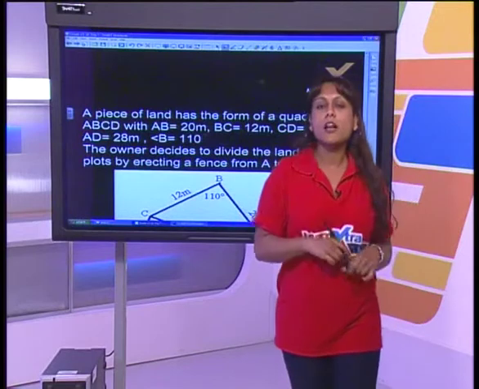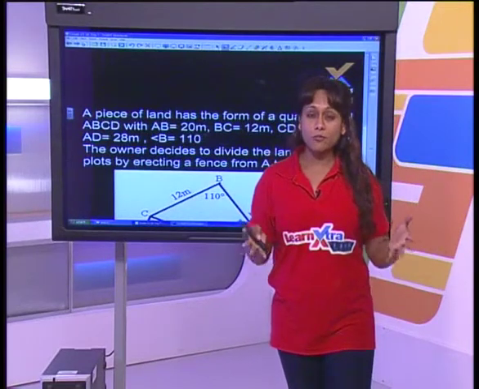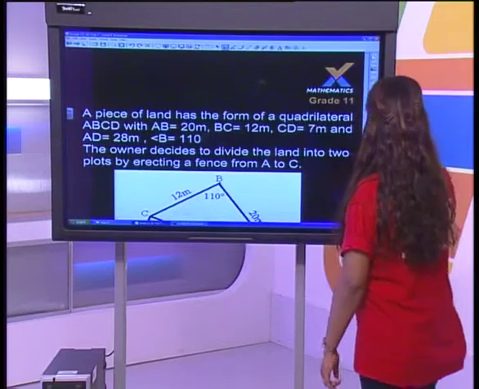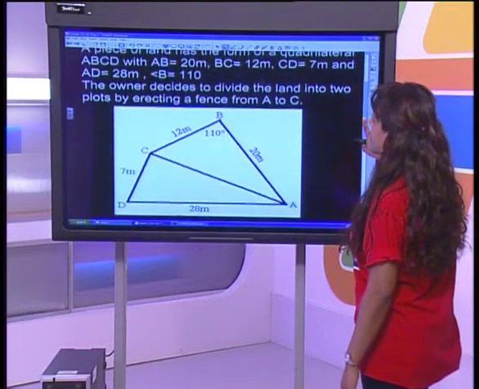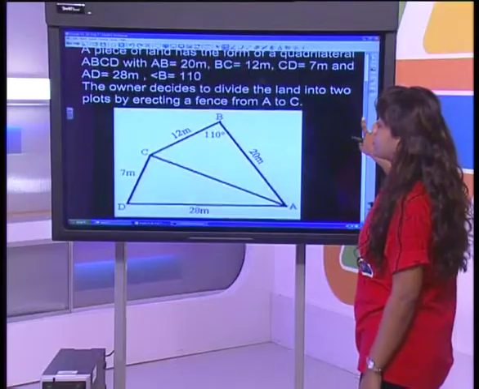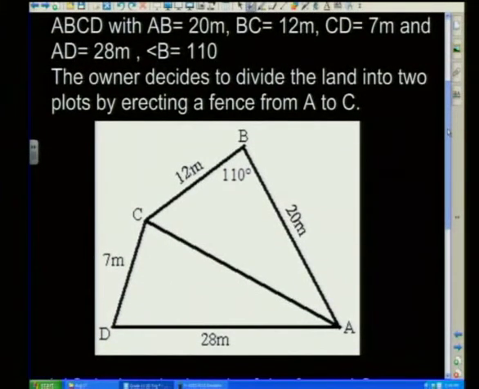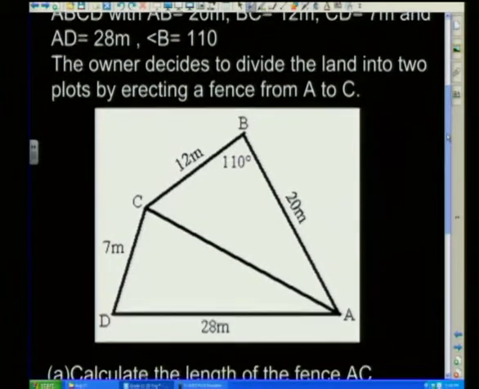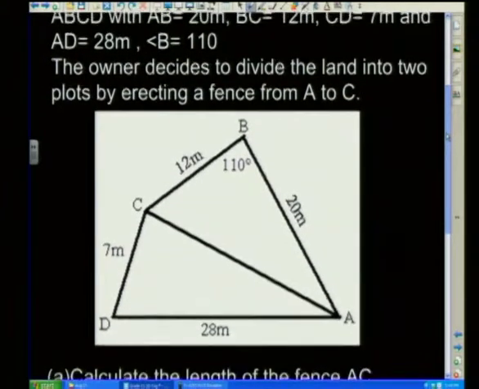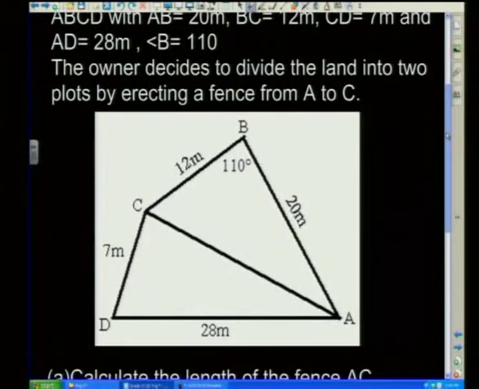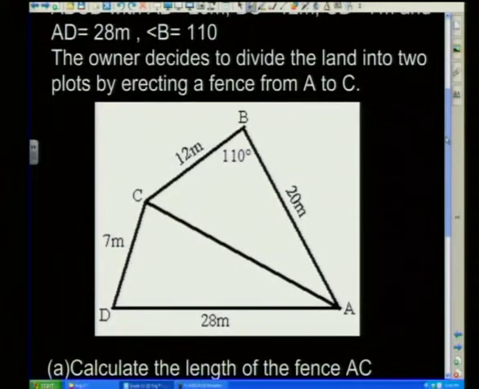Okay, guys, this is quite a long one, quite an involved one. So let's fly through it. We are told that a piece of land has the form of a quadrilateral ABCD. They don't tell you what type of quadrilateral, so they haven't said it's a parallelogram, so you can't make any of those kinds of assumptions. It's just a four-sided shape. They tell you that AB is 20, BC is 12, CD is 7, and all of this is marked on the diagram. AD is 28 meters, angle B is 110.